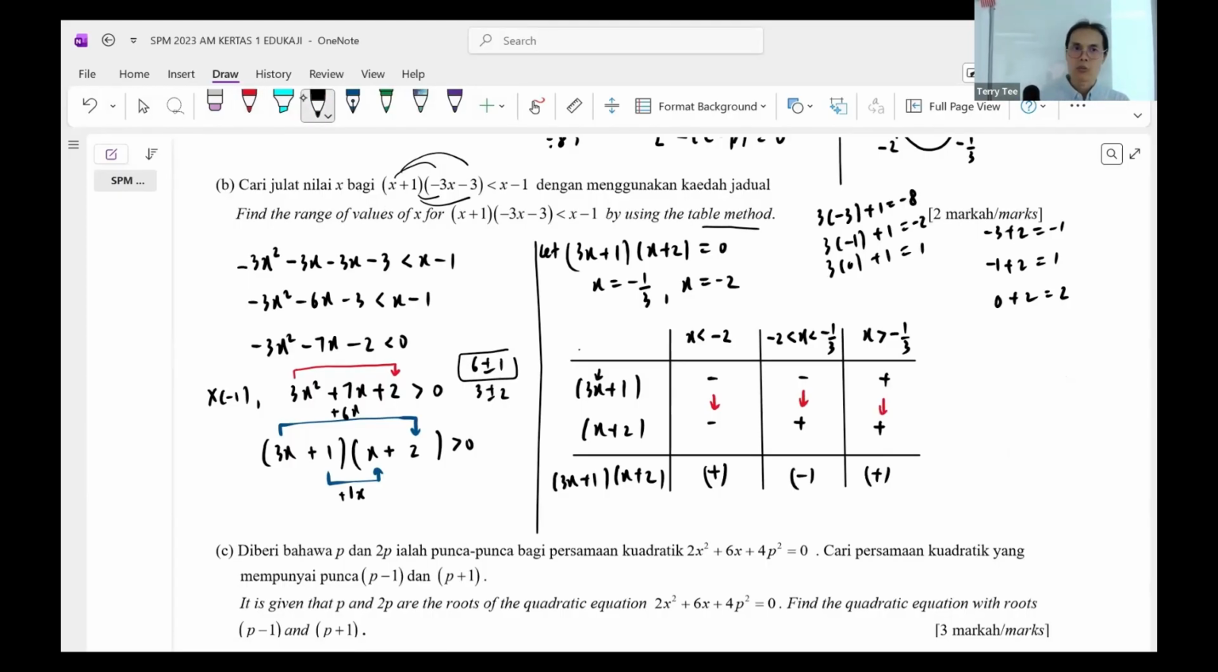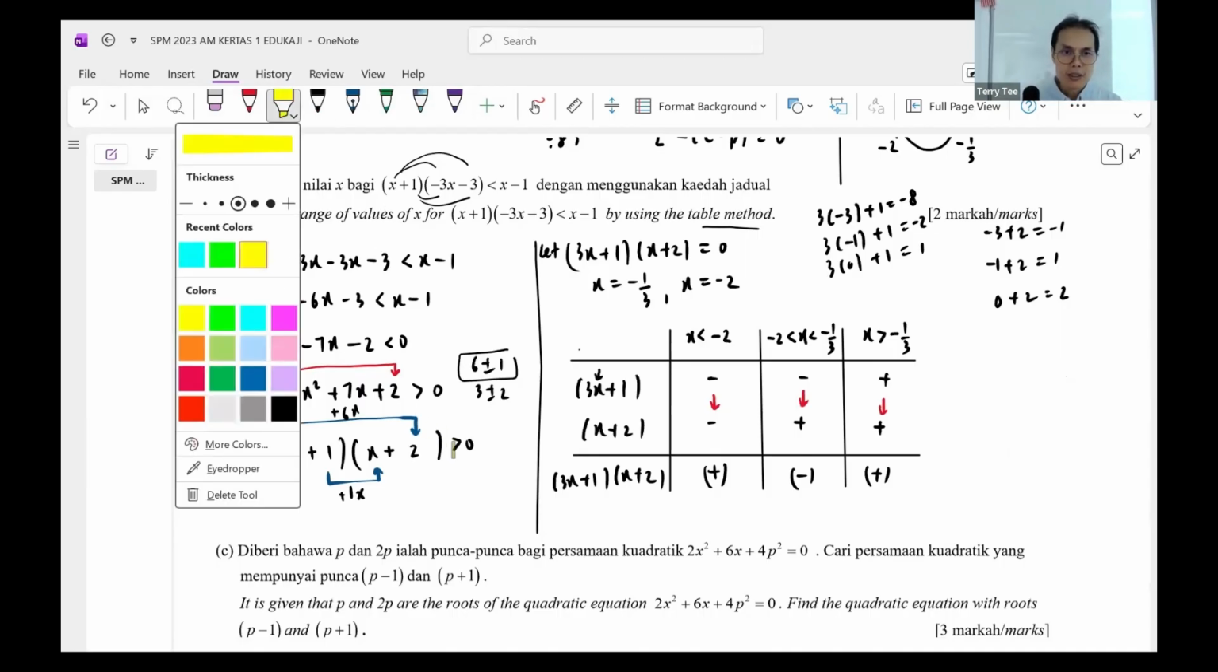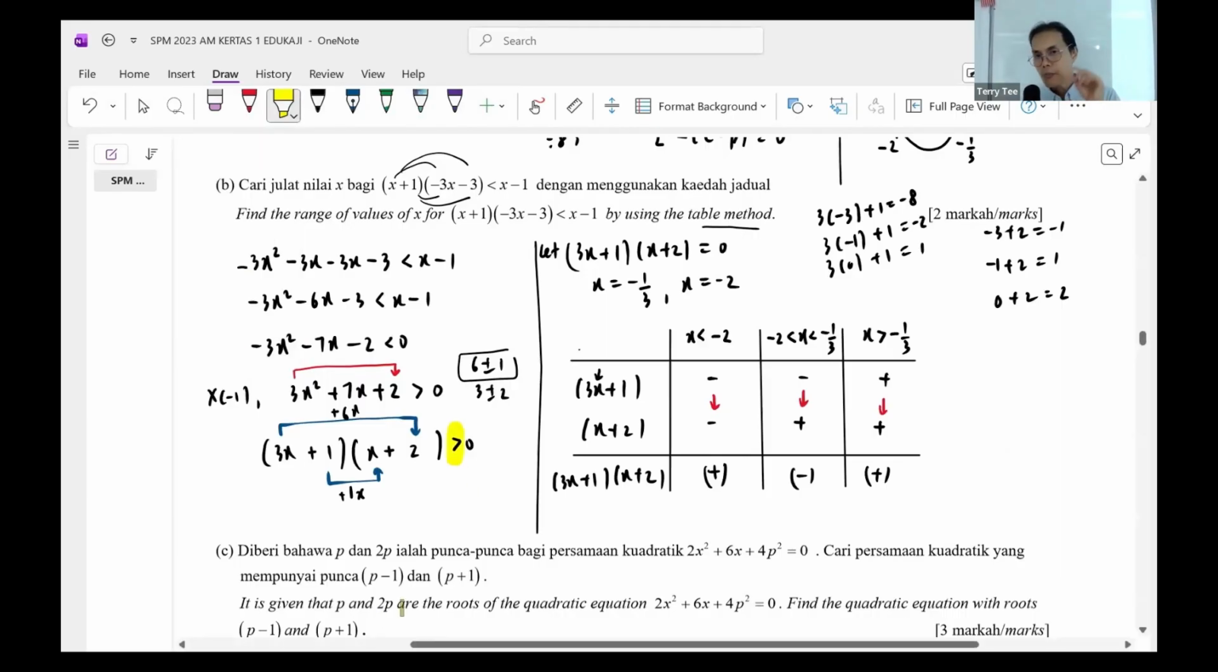But go back to your question. What are we finding, guys? We're finding positive or negative. We are solving this inequality. This inequality is positive. So which part of your table is positive? Which region? Here and here. Positive sign, right? Since we want more than 0, positive, therefore your answer is x less than -2, x more than -1/3.